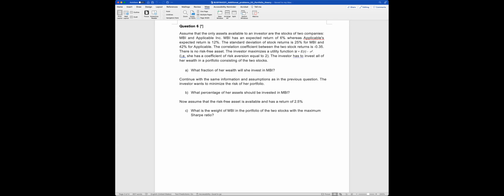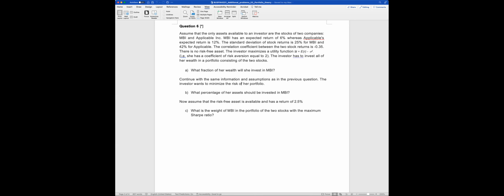Assume that the only assets available to an investor are the stocks of two companies, NBI and Applicable Inc. NBI has an expected return of 6%, and Applicable's expected return is 12%. The standard deviation of the stock returns is 25% for NBI, 42% for Applicable. The correlation coefficient between the two stock returns is minus 0.35. There is no risk-free asset.